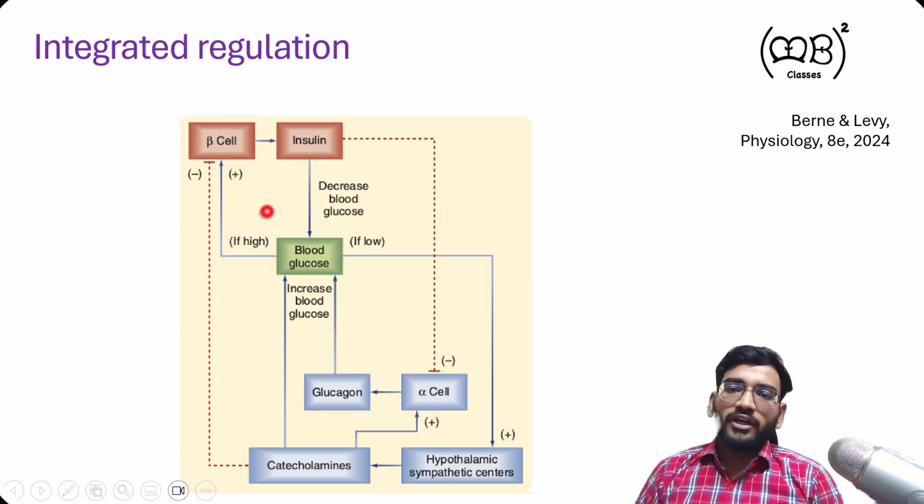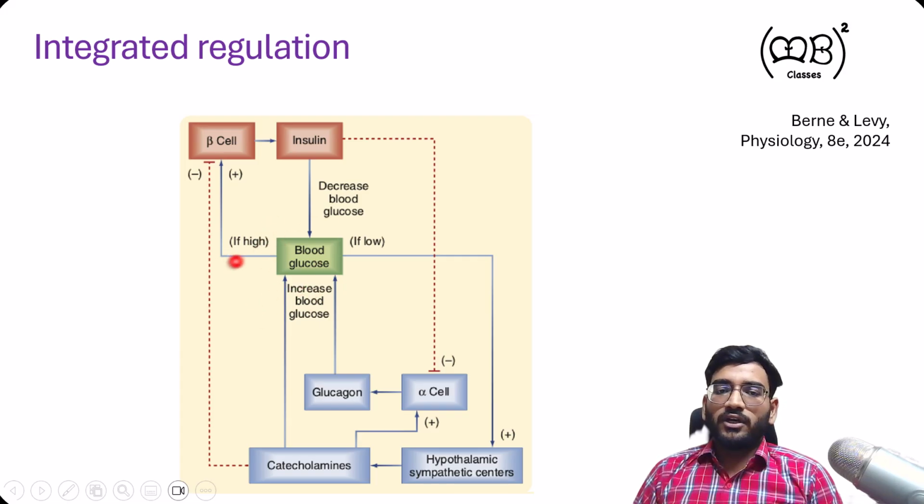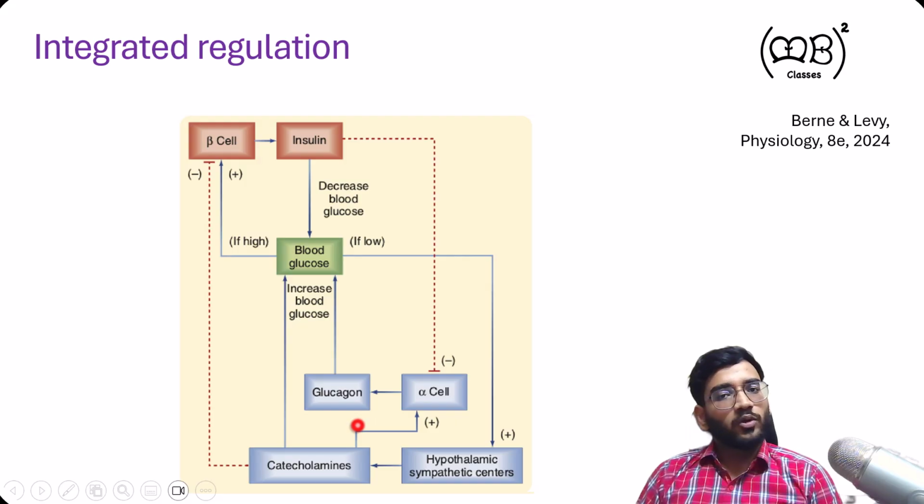This is the integrated regulation of the blood glucose levels. The three important hormones are the insulin, glucagon and the catecholamines, which is the epinephrine and the norepinephrine. If the blood glucose level is increased, there will be stimulation of beta cells of the pancreas. Insulin will be released, which will lead to decrease in the blood glucose levels. This increased insulin will inhibit the alpha cells of the pancreas. Alpha cell will decrease release of glucagon.